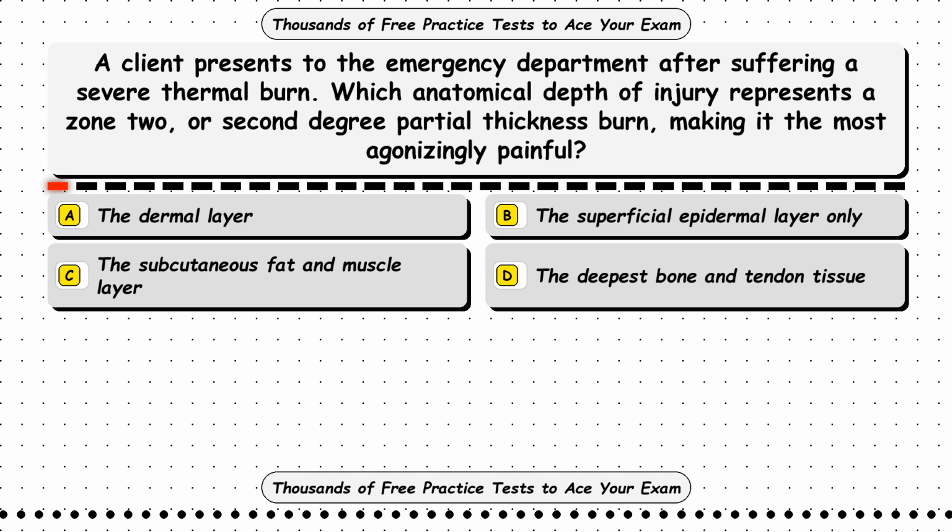Question 129. A client presents to the emergency department after suffering a severe thermal burn. Which anatomical depth of injury represents a zone 2, or second-degree partial thickness burn, making it the most agonizingly painful? Option A. The dermal layer. Option B. The superficial epidermal layer only. Option C. The subcutaneous fat and muscle layer. Option D. The deepest bone and tendon tissue.